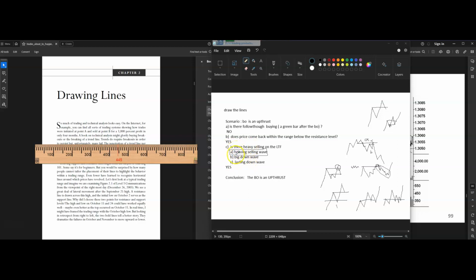It's a little, I don't know, checklist. Is there follow-through buying? If not, the breakout is possibly an upthrust. Does the price come back within the resistance, underneath resistance? Yes. Is there heavy selling on the lower time frame? Yes, they're selling the breakout, which makes it an upthrust. Apply the same logic on the springs. Instead of a heavy selling wave, you would have a heavy buying wave. All right, folks, that's it. That's all you really need to know.